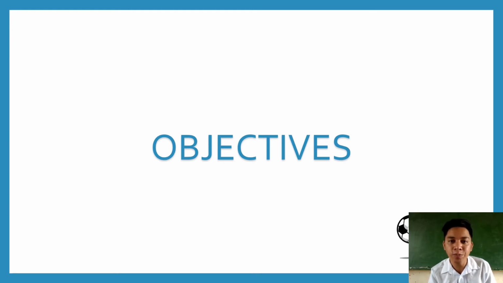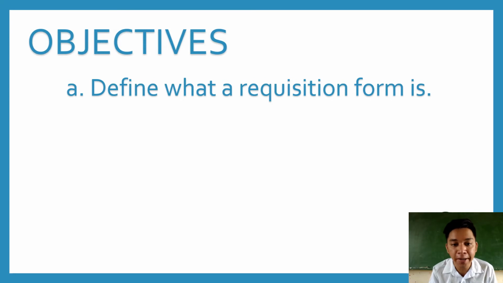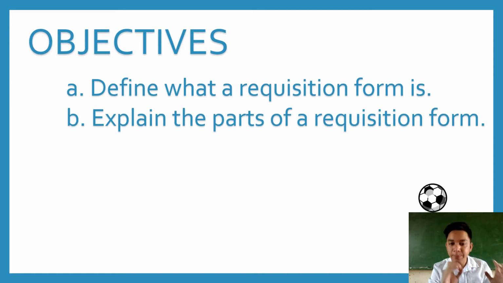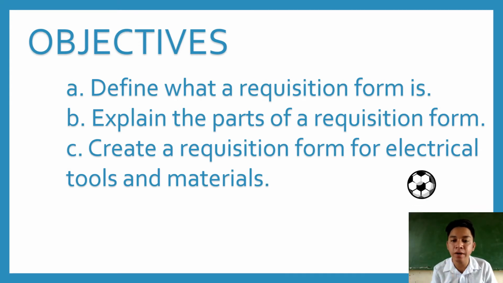Now, for our objectives, we have the following. Letter A, define what requisition form is. So you will know the definition of a requisition form, and you will also know the use of it. Next, explain the parts of a requisition form. There are certain parts in a requisition form which you will learn later on. Next, create a requisition form for electrical tools and materials. That's for your assessment.